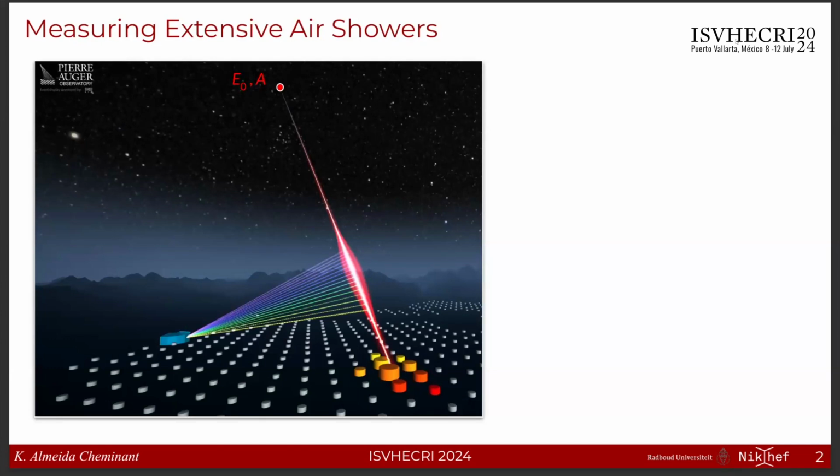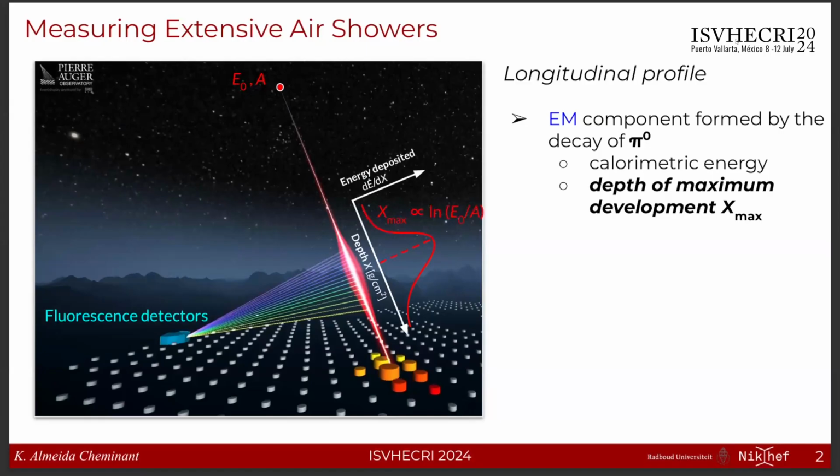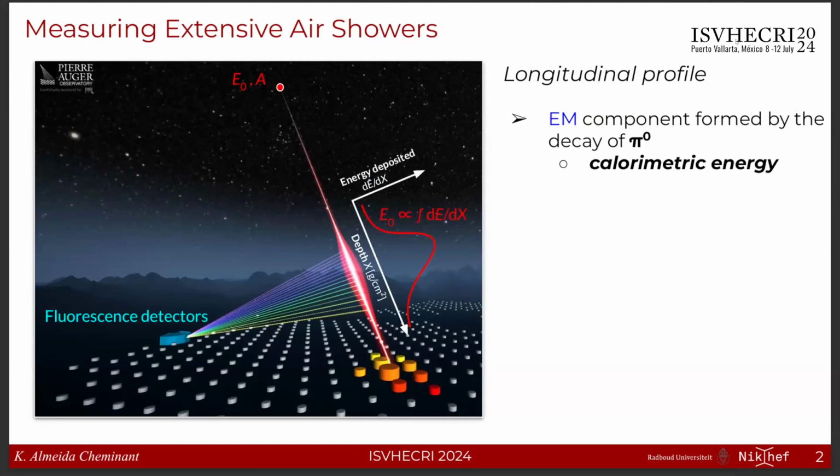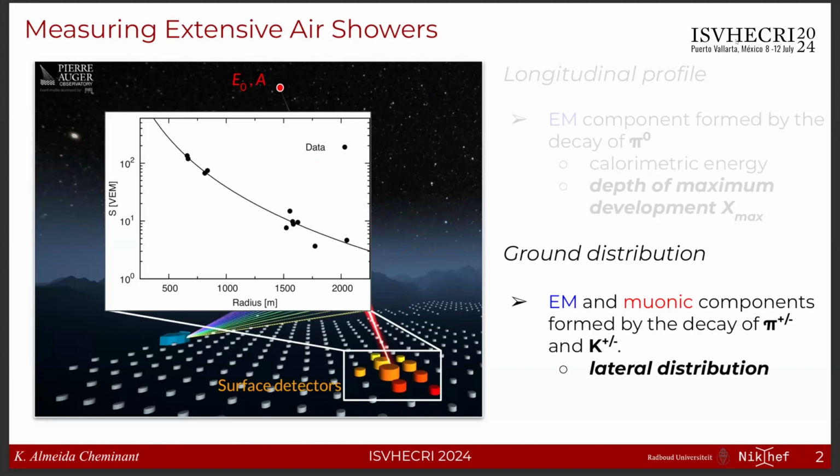So I'm sorry, I will have to introduce or reintroduce all the things you probably already know: how extensive showers are measured for a given energy and mass of the primary. Fluorescence detectors are measuring the electromagnetic component, containing, for example, the calorimetric energy of the shower, but also the depth of maximum development. And as you go to the ground, you can measure both components, electromagnetic and muonic, with surface detectors, thanks to the lateral distribution that you see here: the distance to the shower core and the signal in the tanks, for example, in the case of Auger.